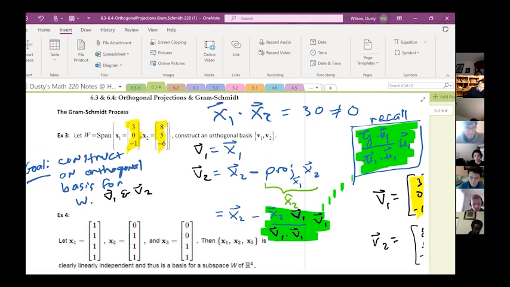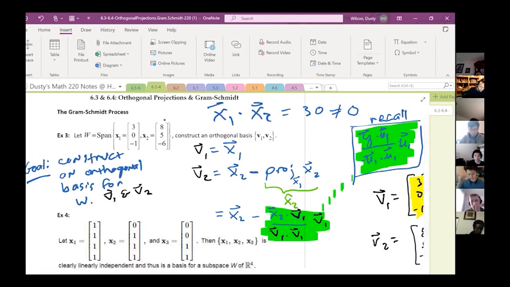So here's what we did big picture wise yesterday. We were given this space W, and we were given a basis for W called x1 and x2. And we noticed that this basis, linearly independent and spanning, was not orthogonal. That is, the angle between them was not 90 degrees. And so we said, that's a bummer. We want an orthogonal basis, so let's construct one.